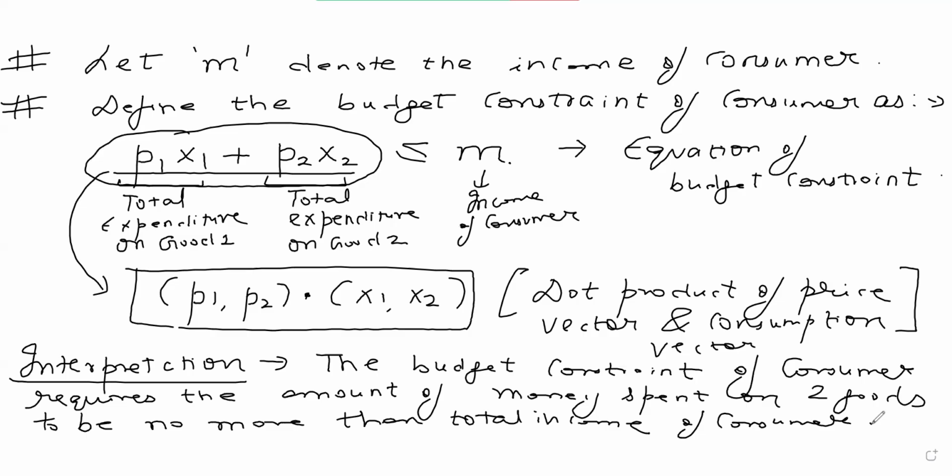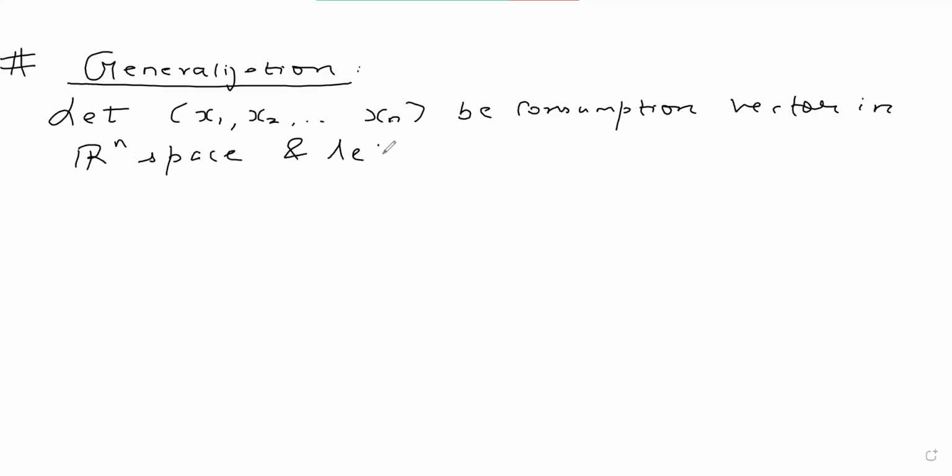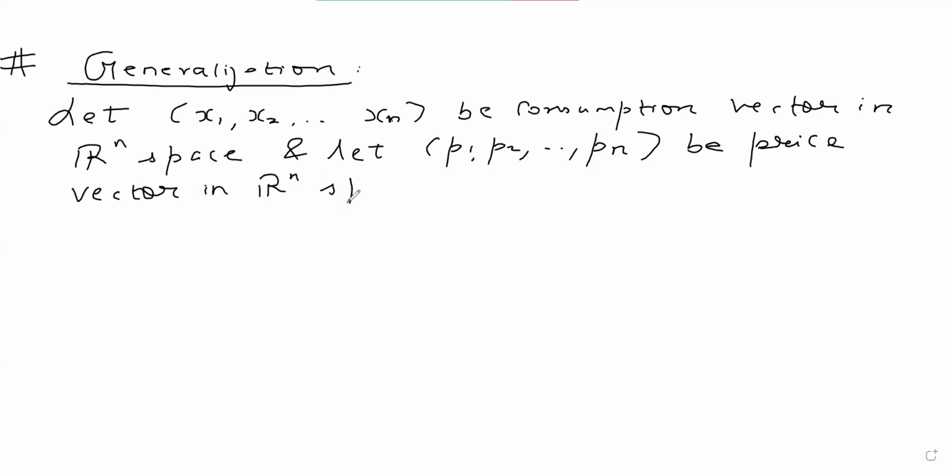Okay, so now let's generalize it. Let (x1, x2, ..., xn) be the consumption vector in the Rn space, and let (P1, P2, ..., Pn) be the price vector in the Rn space. So now we have n goods. And let M denote the income of the consumer.